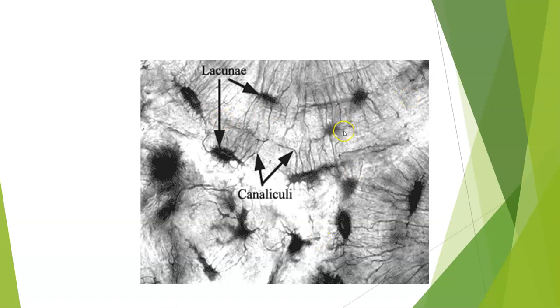So we can see a very thin slice of bone tissue here under a microscope, and you can see how they all communicate and interact with each other. You can make out the rings here, the circular configuration to some degree, and you can see these lacunae containing the osteocytes and these canaliculi spreading outwards.